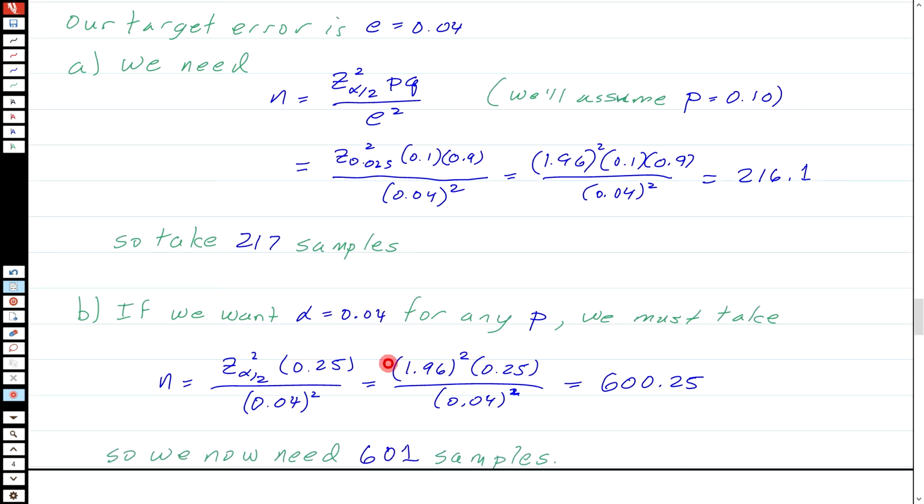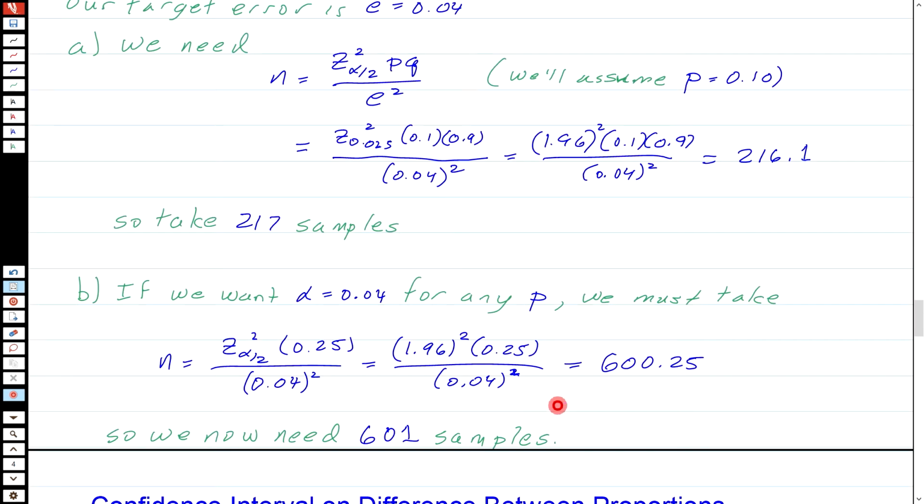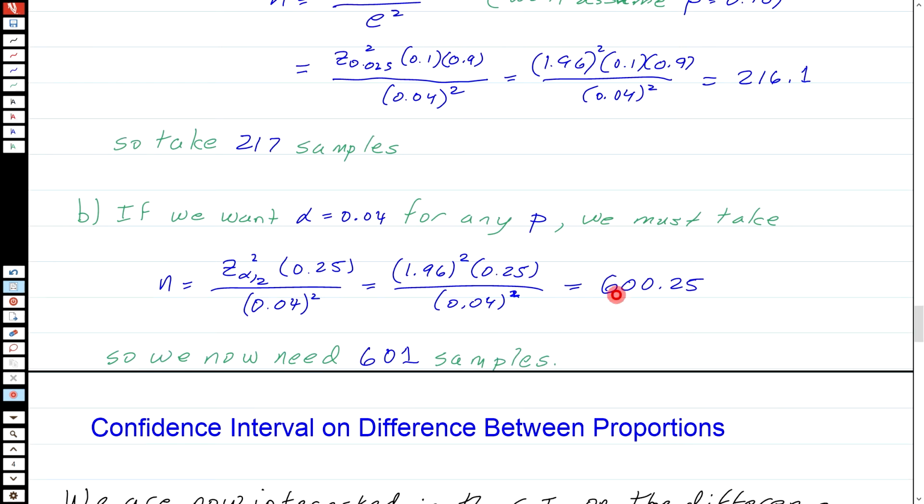If we wanted p to be estimated within 4% for any p, we must take n equals z alpha by 2 squared times 0.25, so this is the worst case product of p times q, divided by 0.04 squared, and that gives me 600.25. So we would now need 601 samples. That's about 3 times as many samples if we want to be able to estimate this for any p.